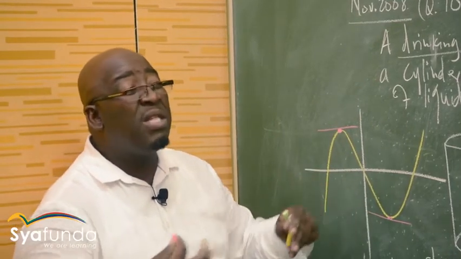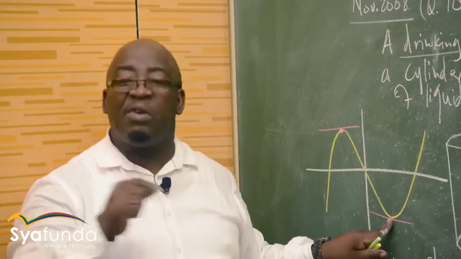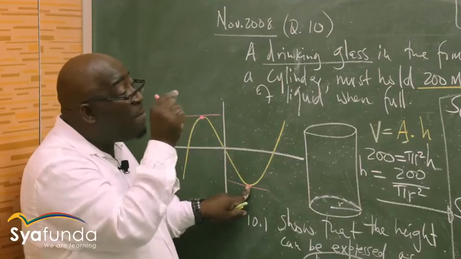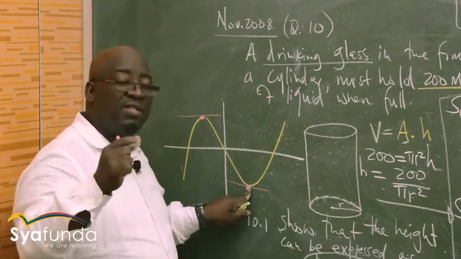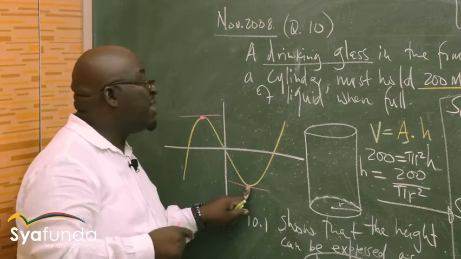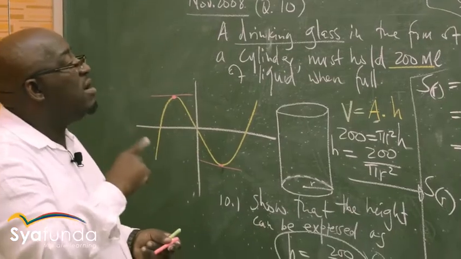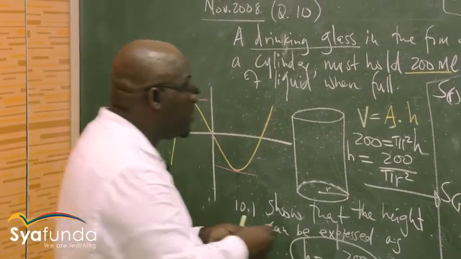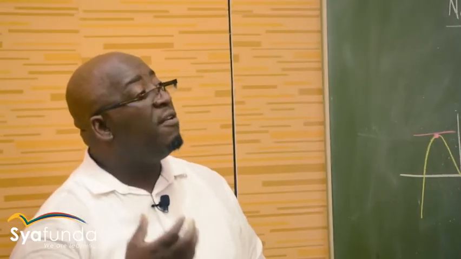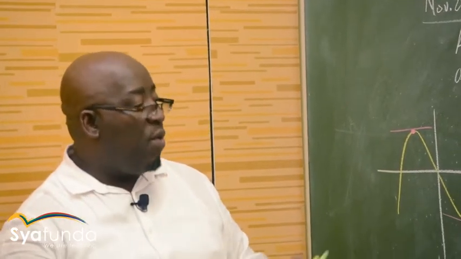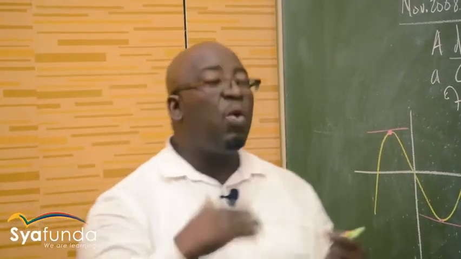So it doesn't matter whether they use maximum or minimum, they are talking about a point where the gradient is 0. Whether they use minimum or maximum, they're talking about the point where the gradient is 0. Gradient is the derivative. So when we differentiate, we're looking for nothing else but the gradient. Now the question says, hence find the value of R for which the surface area is minimum. Total minimum is where the gradient is 0. Gradient means we're looking for the derivative.